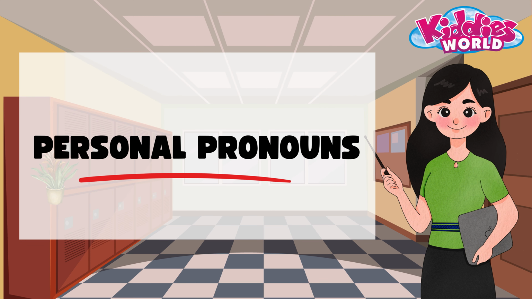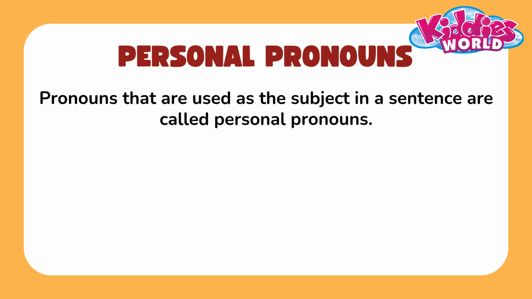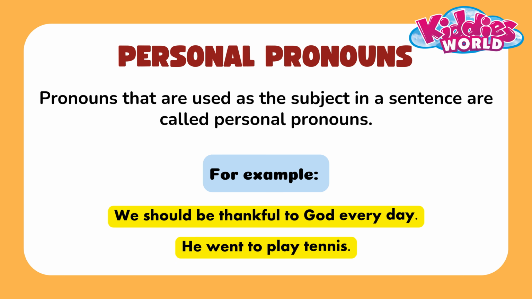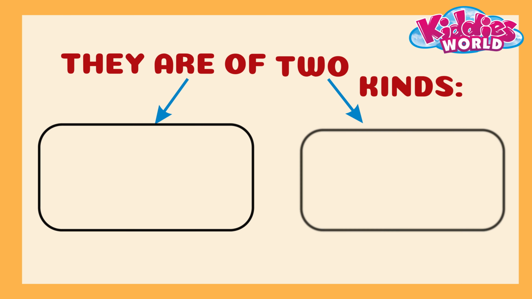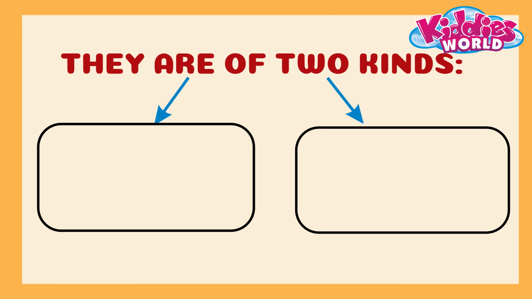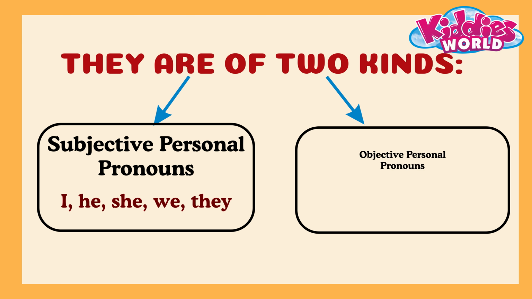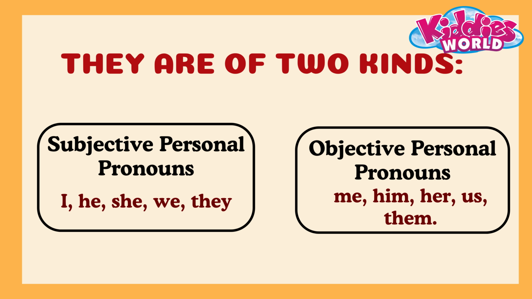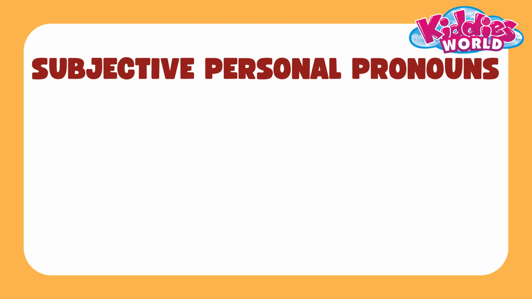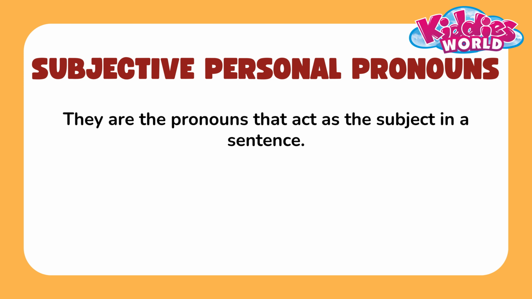Personal pronouns. Pronouns that are used as the subject in a sentence are called personal pronouns. Check the examples. Personal pronouns can be classified into subjective personal pronouns, objective personal pronouns. Subjective personal pronouns. They are the pronouns that act as the subject in a sentence.